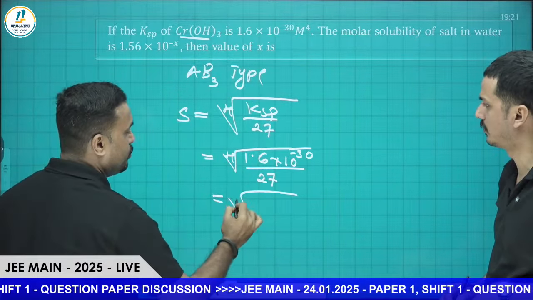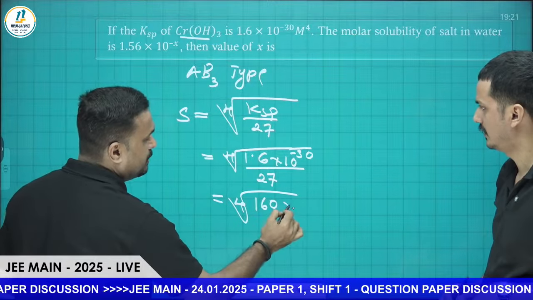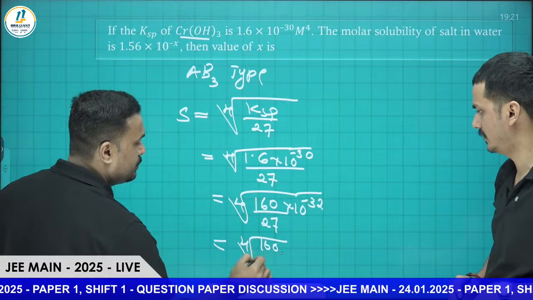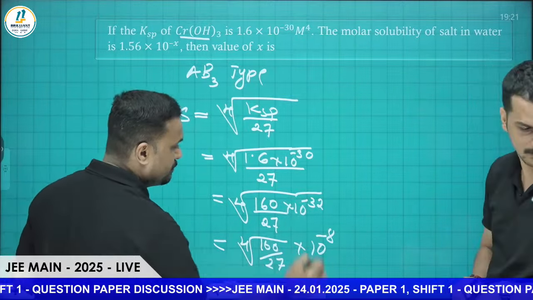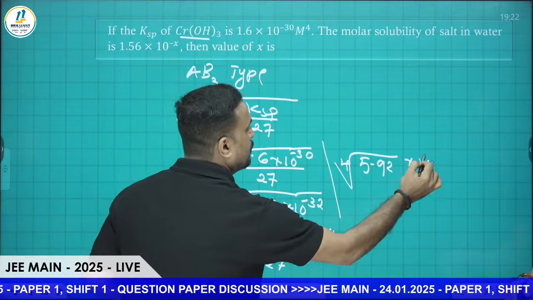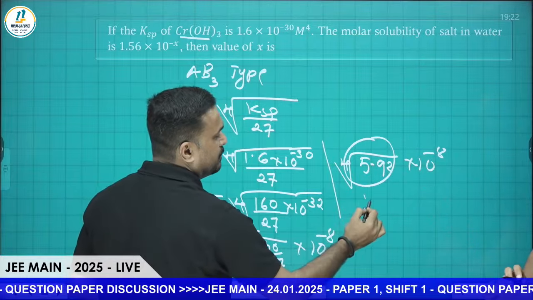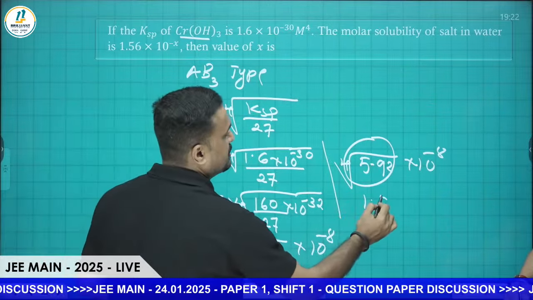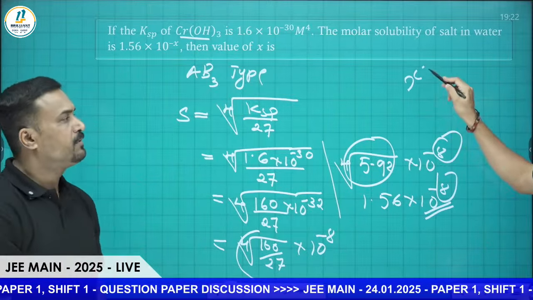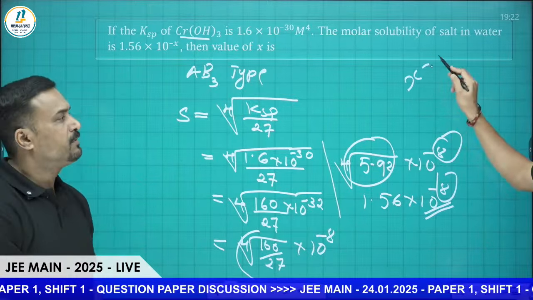We can write this as the 4th root of 160 into 10 power minus 32 divided by 27, which is the 4th root of 160 by 27 into 10 power minus 8. That is the 4th root of 5.92 into 10 power minus 8. The 4th root of 5.92 is approximately 1 point something, and they have given 1.56 into 10 power minus 8 in the question. This is what they are asking as x. So x is equal to 8. Correct. We will go to the next.